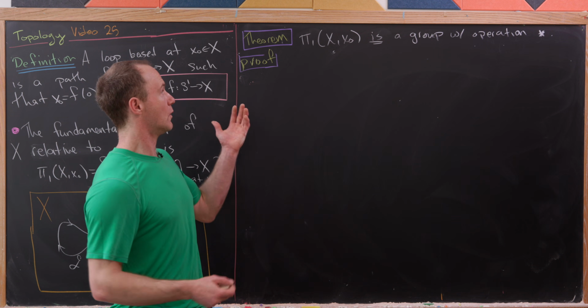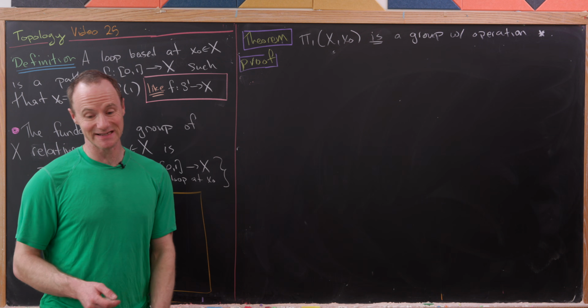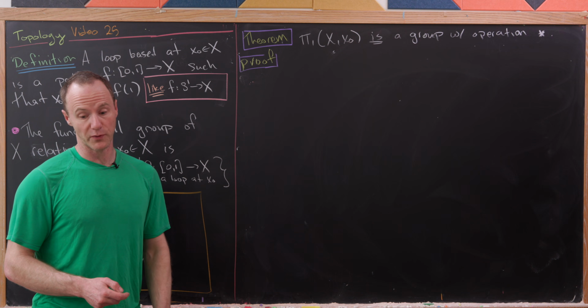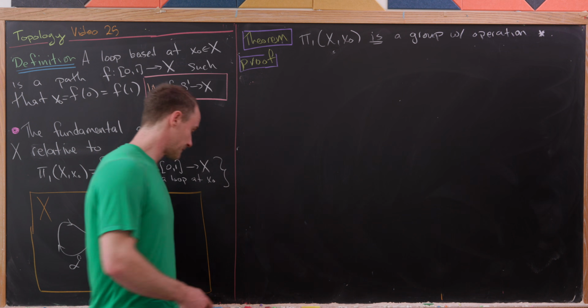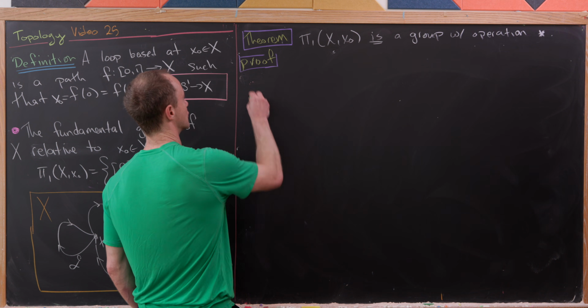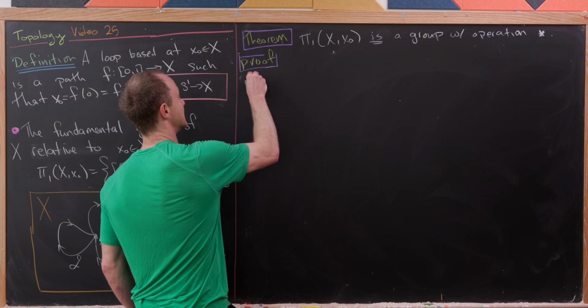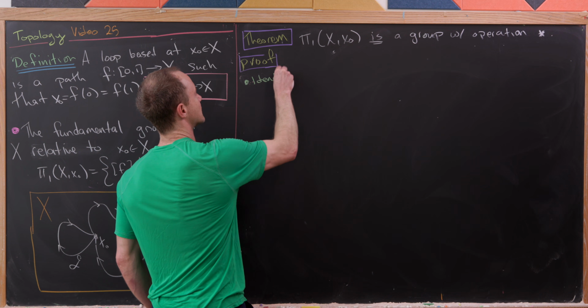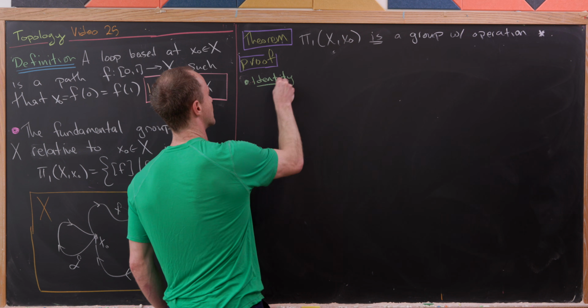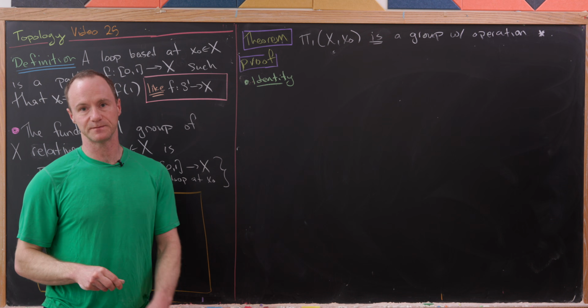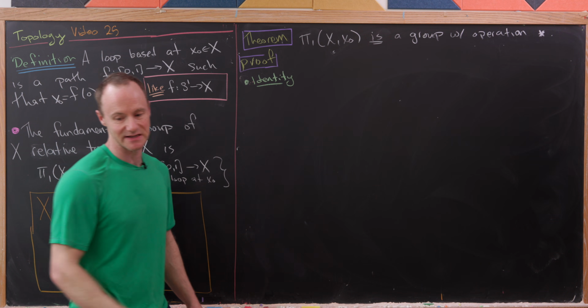Okay, so what do we need to do? We need to show that this is, in fact, a group with operation star. So how do you show things are a group? Well, you need an identity, you need inverses, and you need to show associativity of the operation. So let's start with the identity.